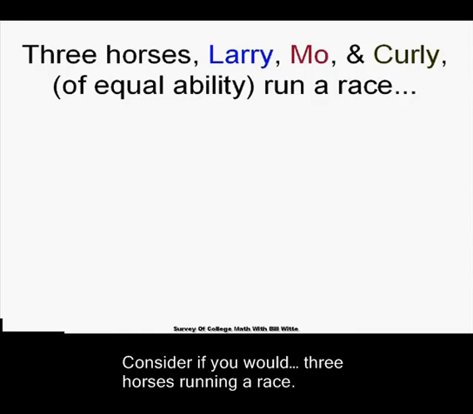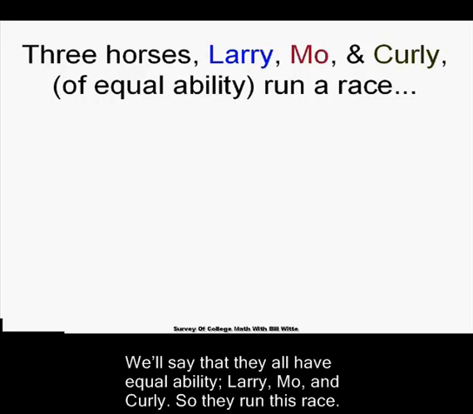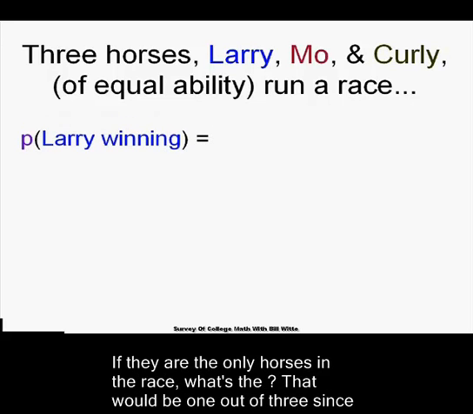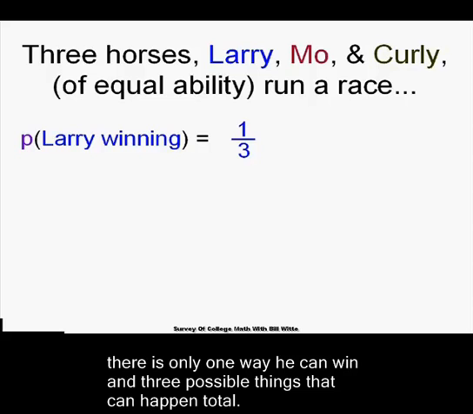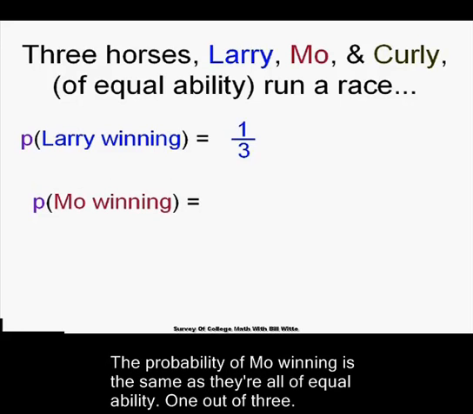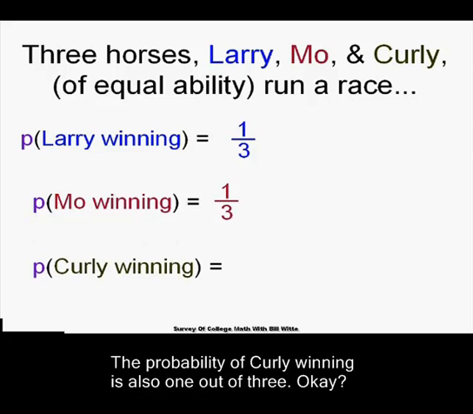Consider, if you would, we're going to be discussing probabilities here as well. 3 horses running a race. They all have equal ability, Larry, Moe, and Curly. They run this race, and they're the only horses in the race. So what's the probability of Larry winning? Well, 1 out of 3, right? There's only one way he can win and 3 possible things that can happen. The probability of Moe winning is the same because they're all equal ability, 1 out of 3. And the probability of Curly winning is 1 out of 3.